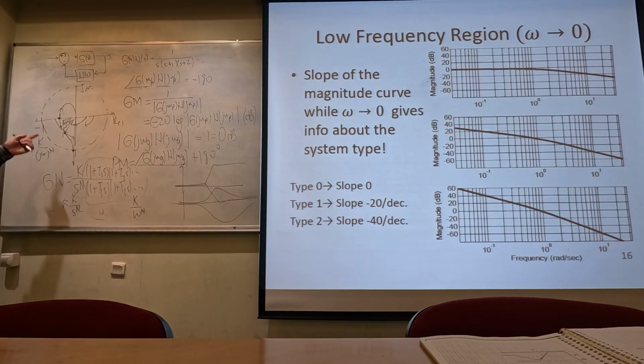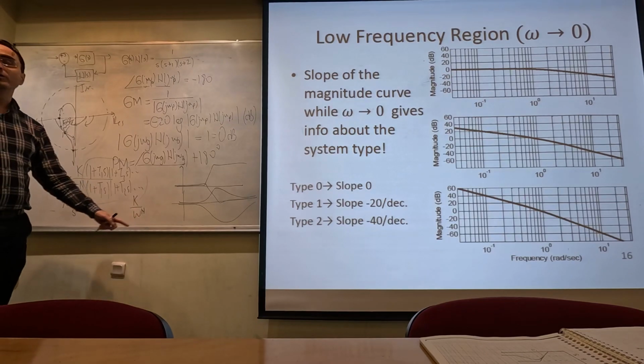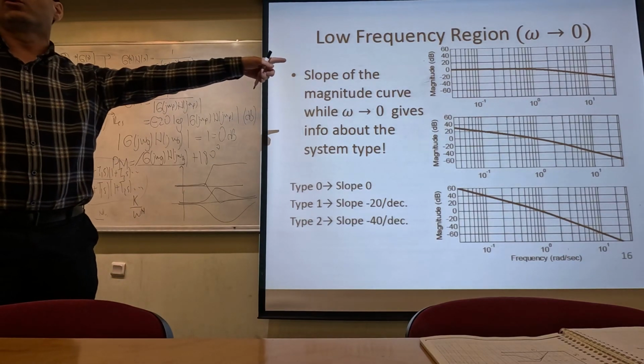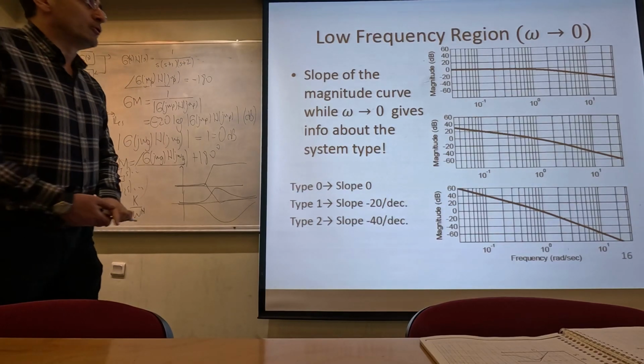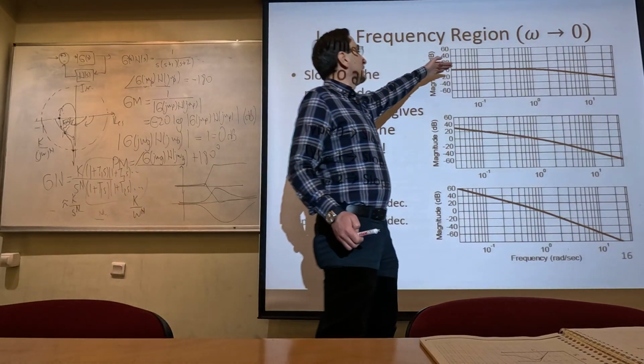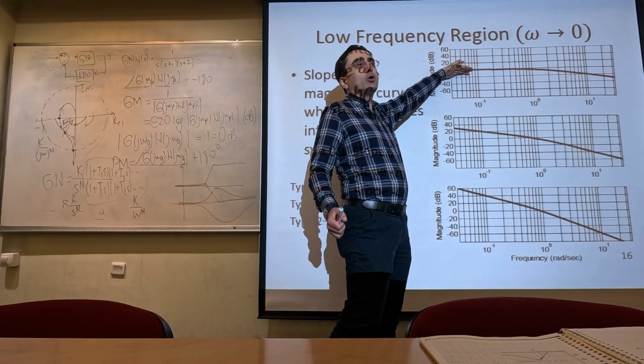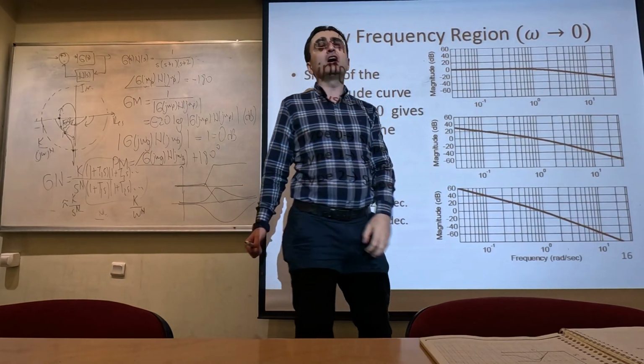Okay? So by looking at the phase or by looking at the magnitude, we will be able to determine the type of a closed loop system by looking at those Bode plots. For example, if the slope of the Bode plot curve at low frequencies is 0, what can I say about the type of the system?